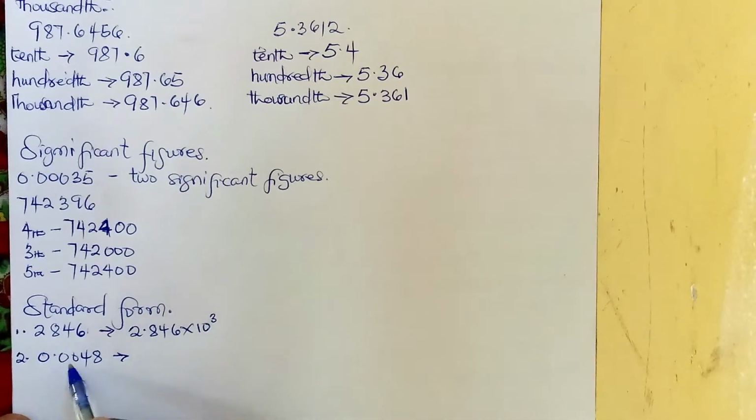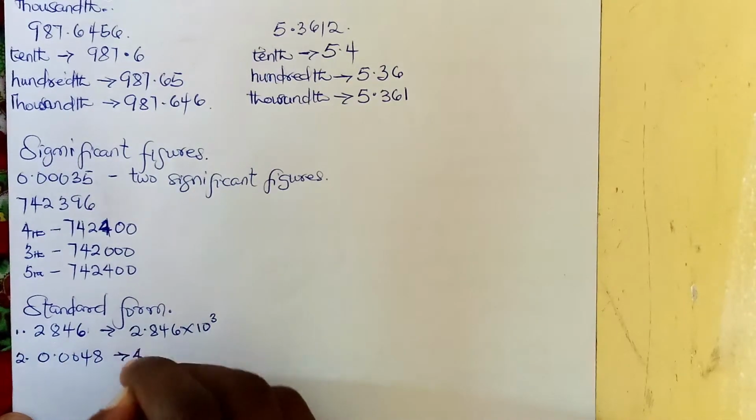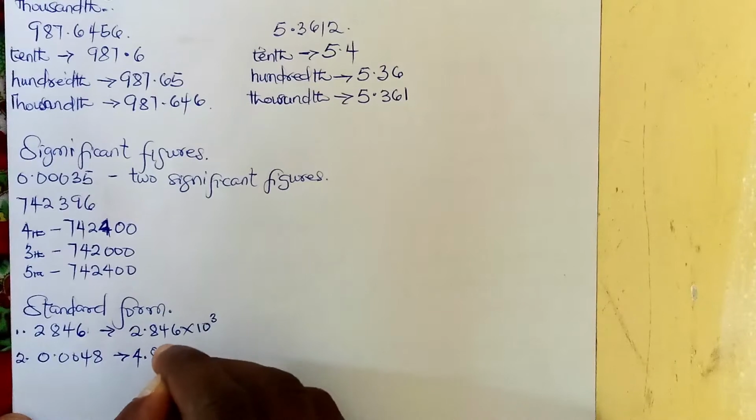So what's our first non-zero here? We can't take this because it begins with a 0. No, so it has to be between the first whole number and that of the second. So remove the point. Now remove it to the right. So 1, 2, 3. So it's going to be 4.8 times 10.